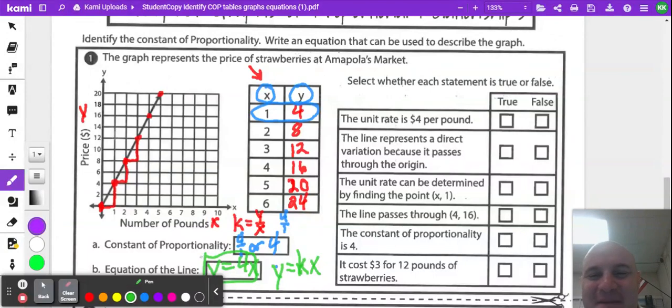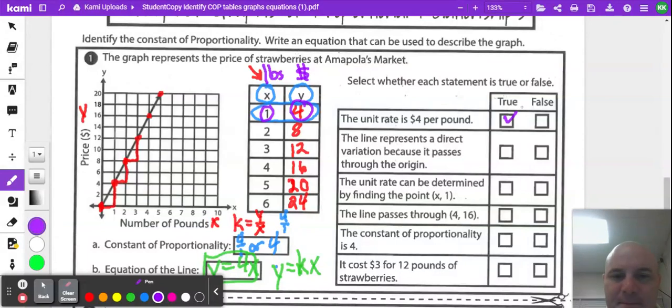All right, so the unit rate is $4 per pound. So we've got to select whether or not these are true or false. The unit rate is $4 per pound. Remember the X was the pounds and the Y was the dollars. So was 1 pound of strawberries $4? Here's 1 pound of strawberries right here, and its price was $4. So that statement is true.